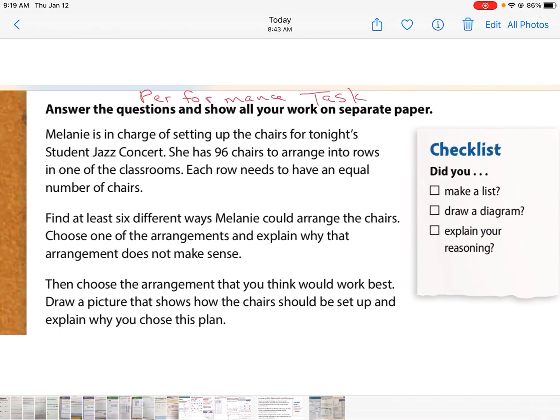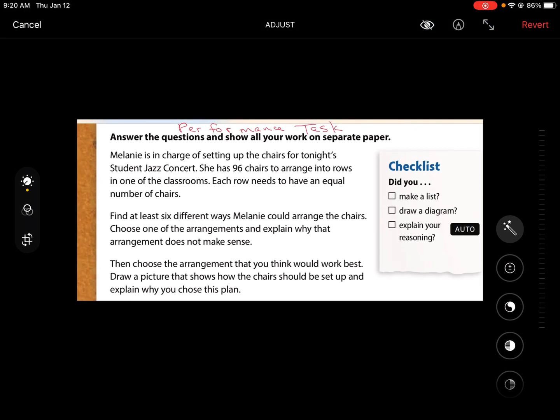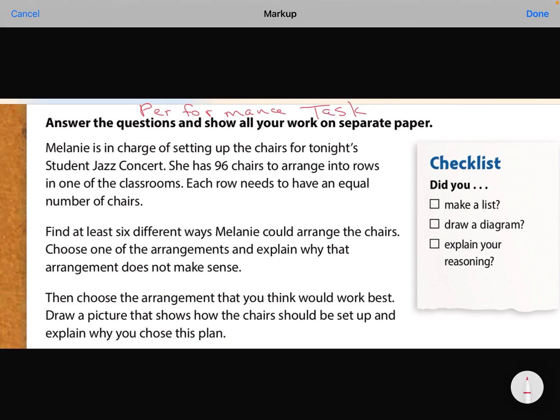All right, so let me go one more thing. Turn the page. You have a performance task. I'm going to read it. You're going to annotate. Melanie is in charge of setting up the chairs for tonight's student jazz concert. She has 96 chairs to arrange into rows in one of the classrooms. Each row needs to have an equal number of chairs. I hope you're annotating, gang.